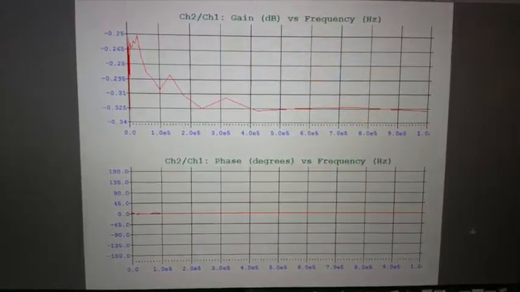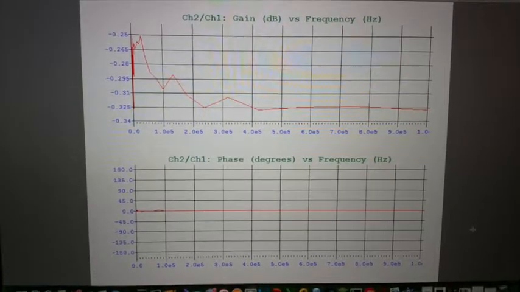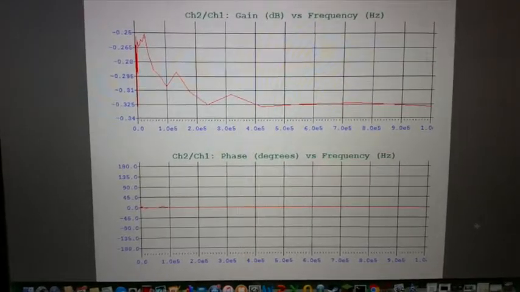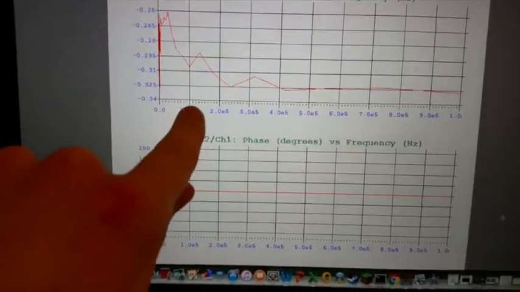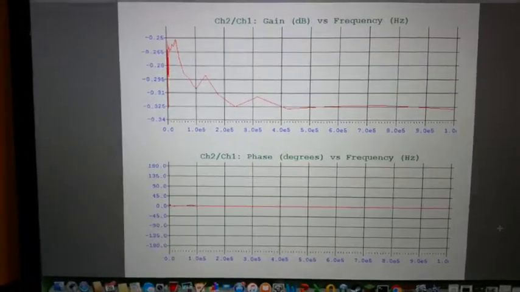Here you can see my plot of gain in decibels versus frequency in hertz for VO1 or V emitter. The data was actually supposed to start being measured at 100 kilohertz, which is this line, so everything left of that line can be ignored for now.